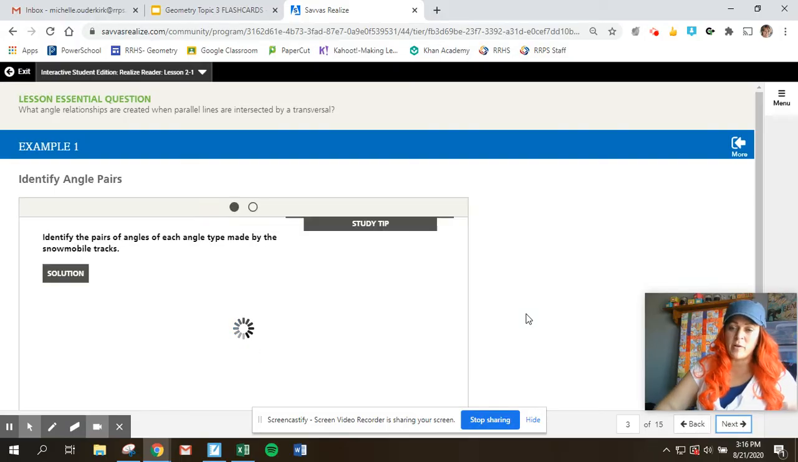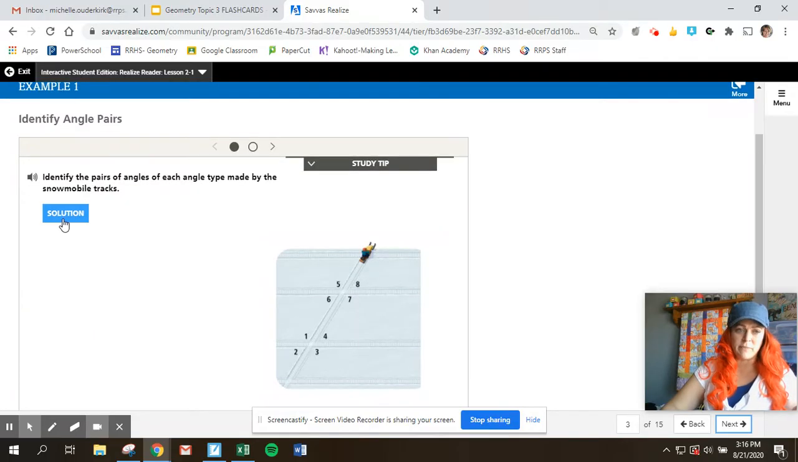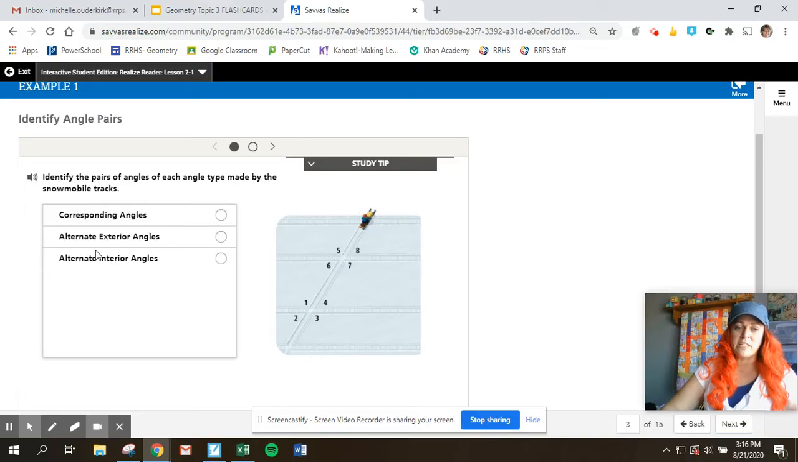Okay, identifying angle pairs. There are some vocab that you have to know. So it says identify the pair of angles for each of the angle types. So you have to know the types. First of all, let me show you this. There are 3 different types that they're pointing out to you right now.